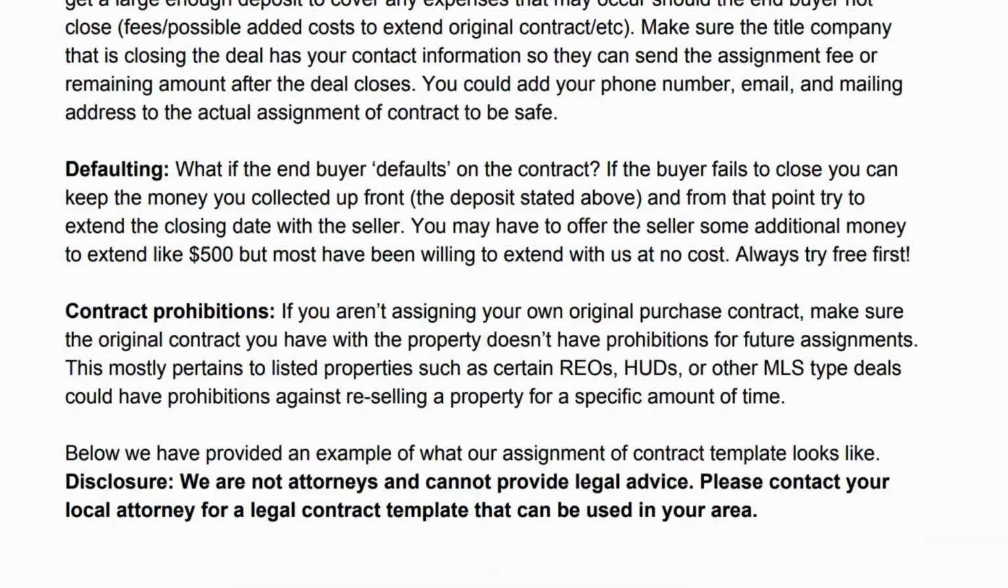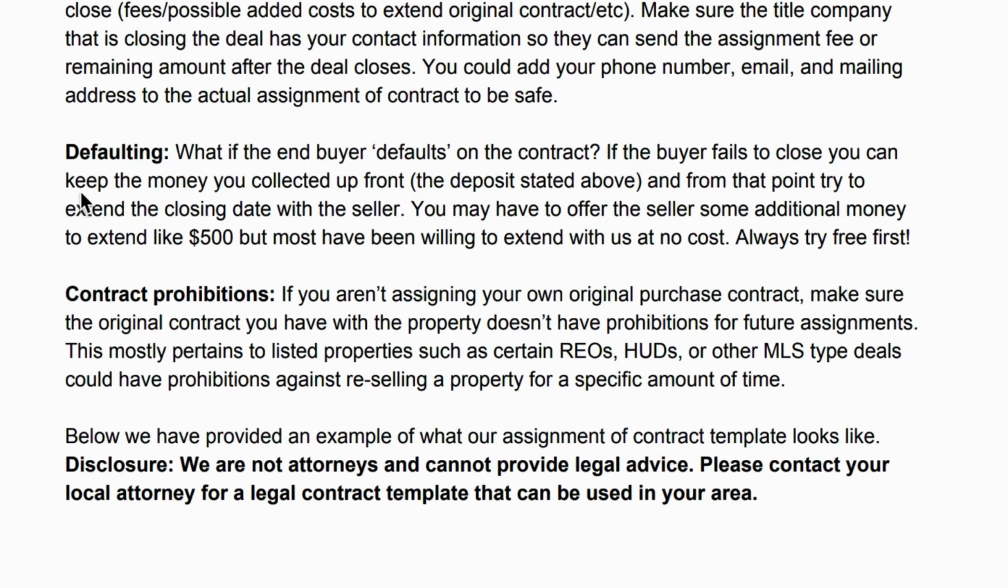And then, so there's a few more details as far as defaults and contract prohibitions here. So if the end buyer does default, if the buyer fails to close, you can keep the money that you collected up front. So that's what we were talking about as far as just protecting yourself, making sure that you're covered. And then from that point, you can try to extend the closing date with the original seller so that you can try to resell this to a new buyer.